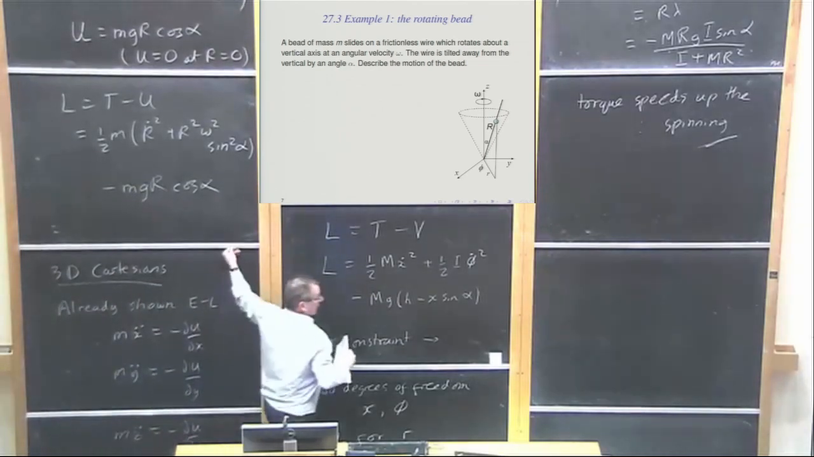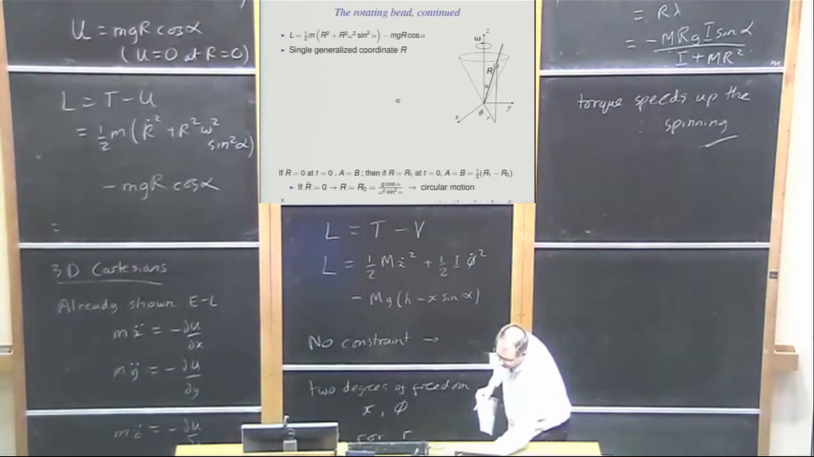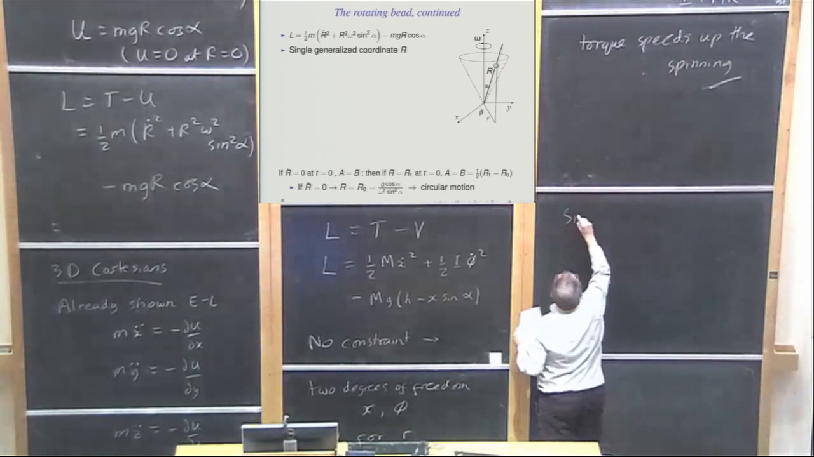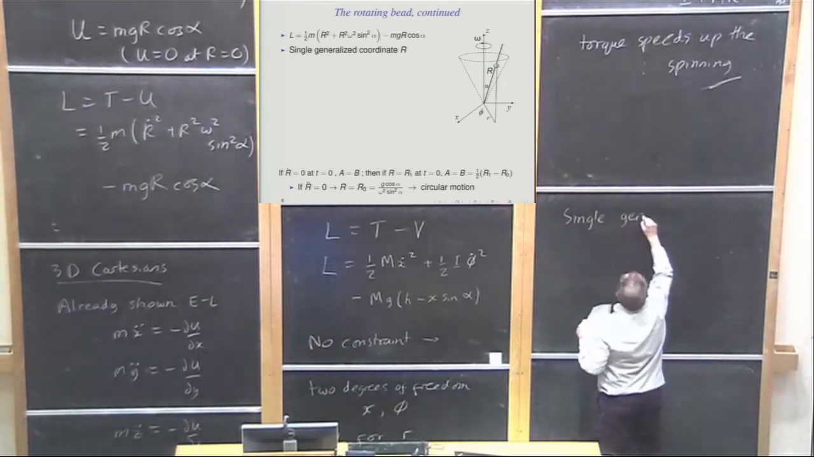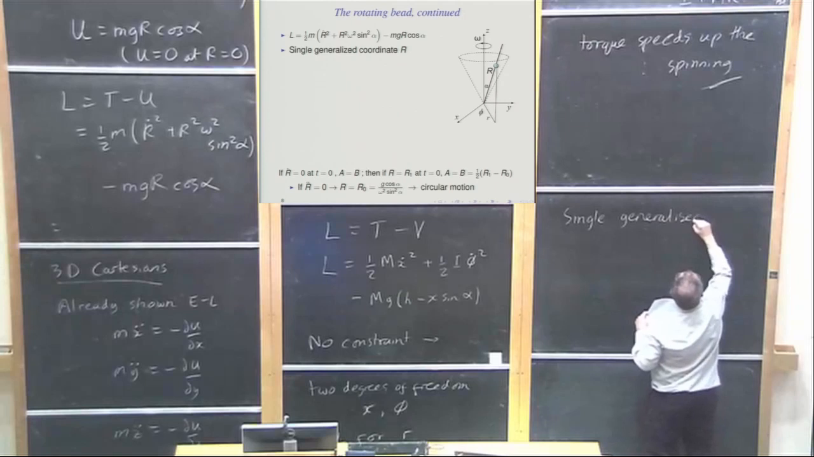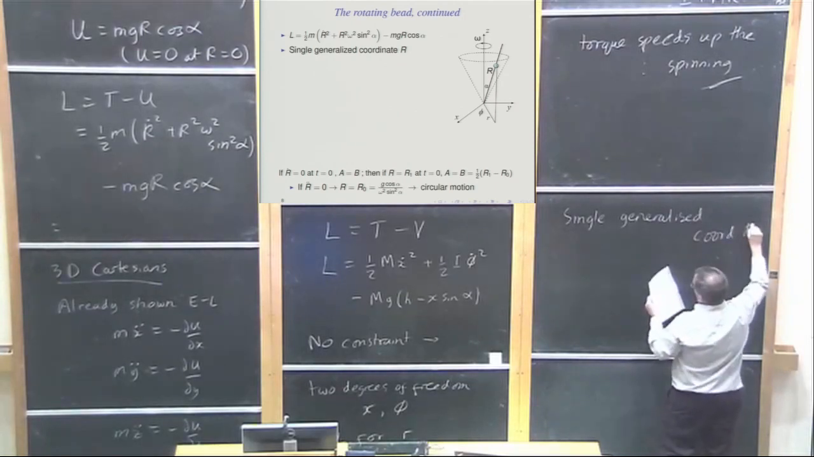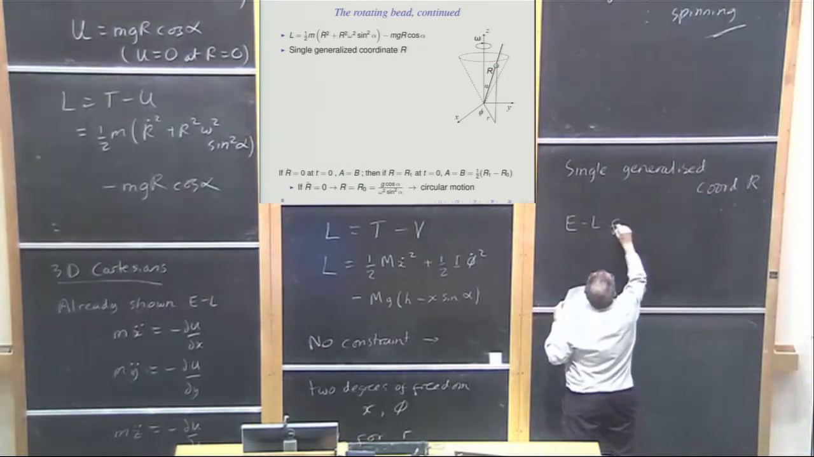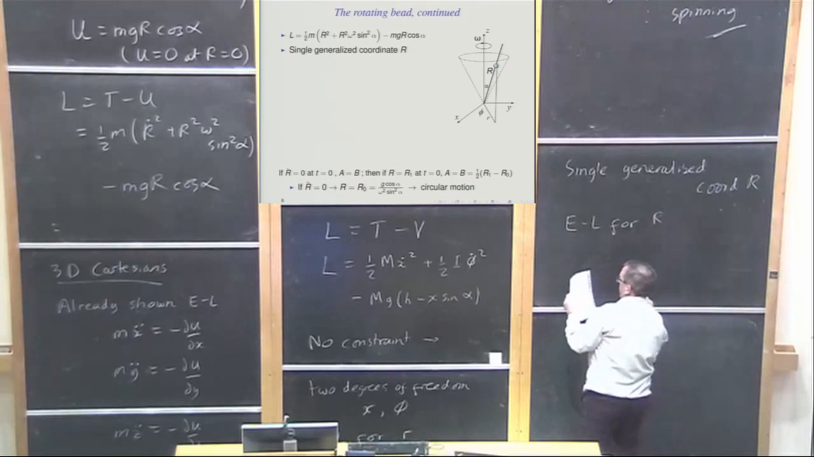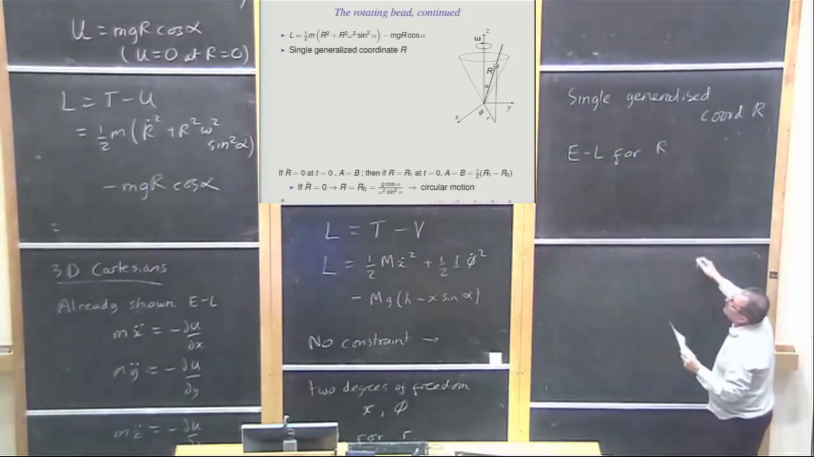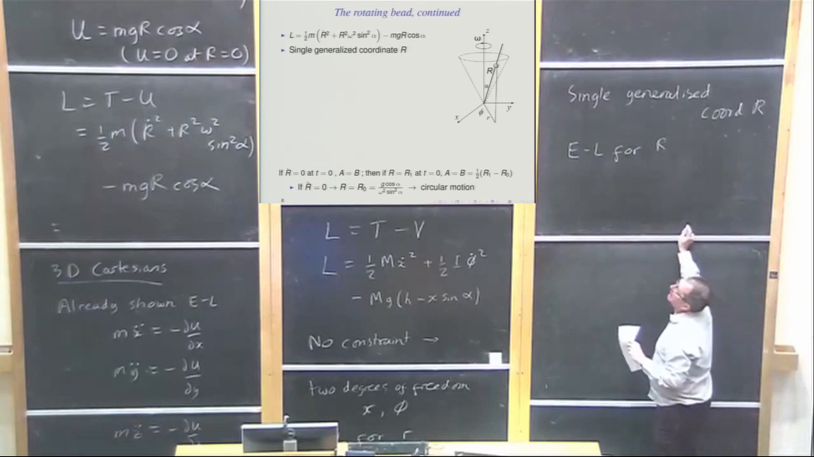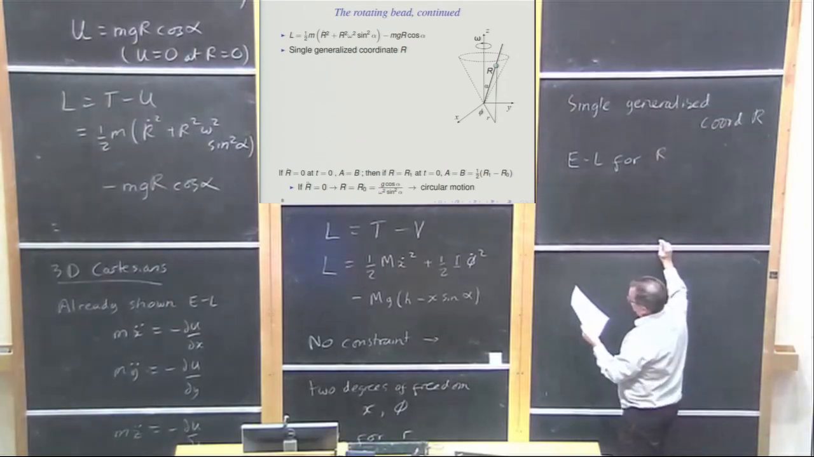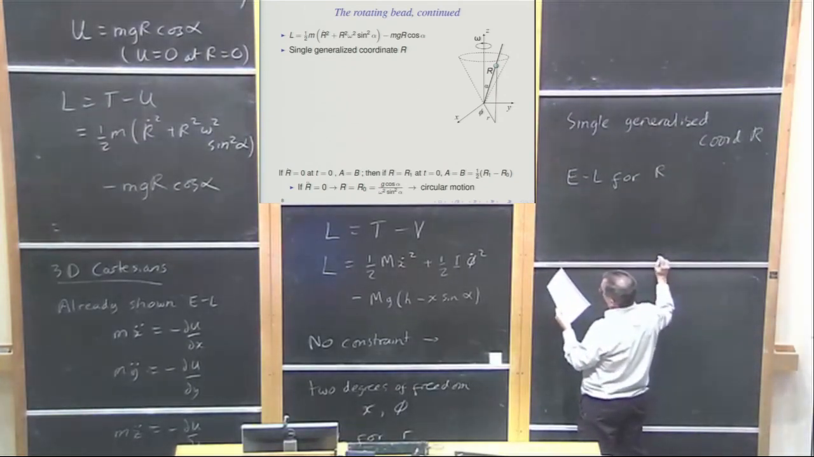All right, great, so you know what comes next. We look at this and we have just a single generalized coordinate, one degree of freedom, and that is r. So we do Euler-Lagrange for r. Again, that's a manipulation which should be sufficiently familiar to you now that I hope I can just write down the expression this gives you.